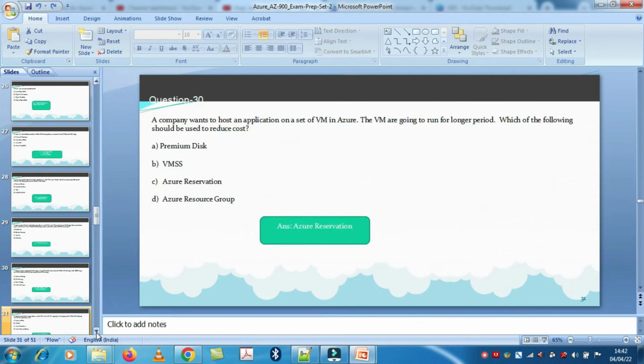That is question number 30. A company wants to host an application on a set of VMs in Azure. The VMs are going to run for a longer period. Which of the following should be used to reduce cost? If you think that your VM is going to run for the next 1 year, 2 years or 3 years, how can you reduce the cost of a VM? So the answer for this one is reservation. Because you need to take some kind of reservation, then only you'll get that concession. You spin up a VM and it is going to be used for the next 20 years down the line, that is not the case normally, but yeah, in that case you need to use Azure reservation.